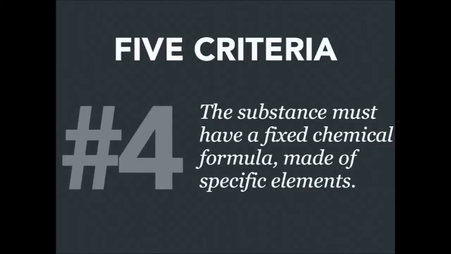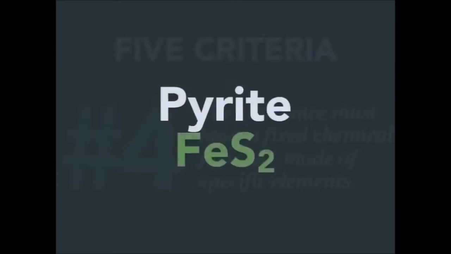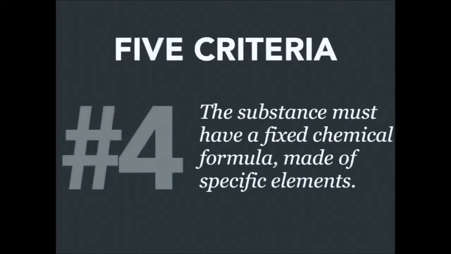Number 4, the substance must have a fixed chemical formula, meaning it's made up of a specific combination of elements. Let me give you an example. The mineral quartz is composed of silicon and oxygen bonded together, specifically 1 silicon bonded to 2 oxygen atoms. All quartz is made of this chemical formula. Another example, pyrite, often known as fool's gold, has a chemical formula of Fe, which is iron, and S, which is sulfur. And when these are bonded together in this particular arrangement, you get pyrite. So criteria 4 is that the substance must have a specific or fixed chemical formula. It has to be made of a specific recipe, if you will, of elements.